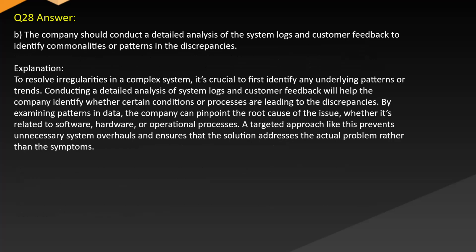Answer: B. The company should conduct a detailed analysis of the system logs and customer feedback to identify commonalities or patterns in the discrepancies. Explanation: to resolve irregularities in a complex system, it's crucial to first identify any underlying patterns or trends. Conducting detailed analysis of system logs and customer feedback will help the company identify whether certain conditions or processes are leading to the discrepancies.